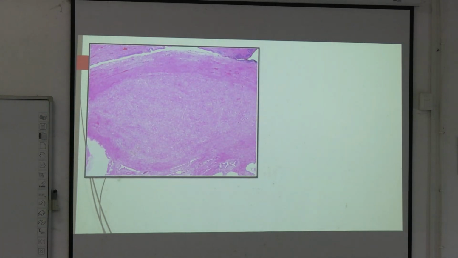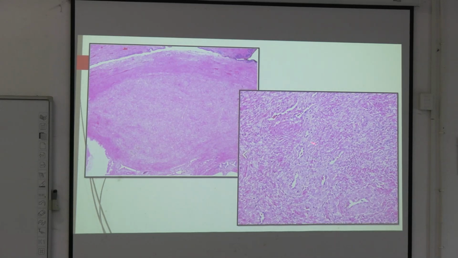Now, this is a fibromuscular hyperplasia. As you can see, you cannot see glands, but the stroma is very much hyperplastic. On higher power, you can see that the stroma is showing very high cellularity. You are seeing a lot of spindle cells.